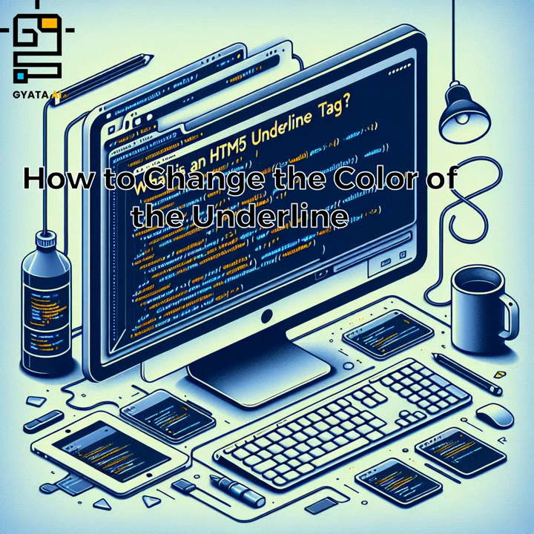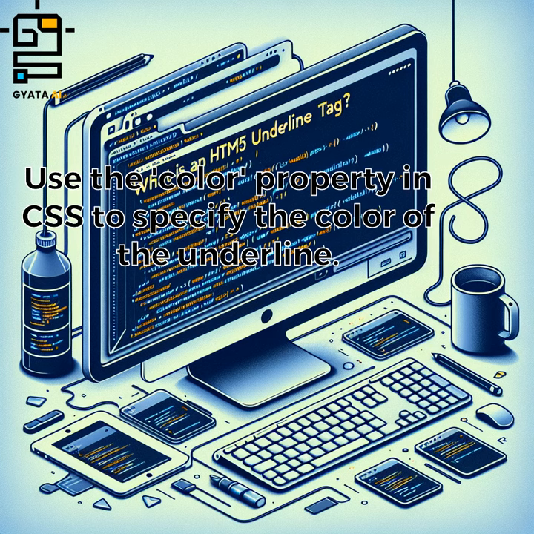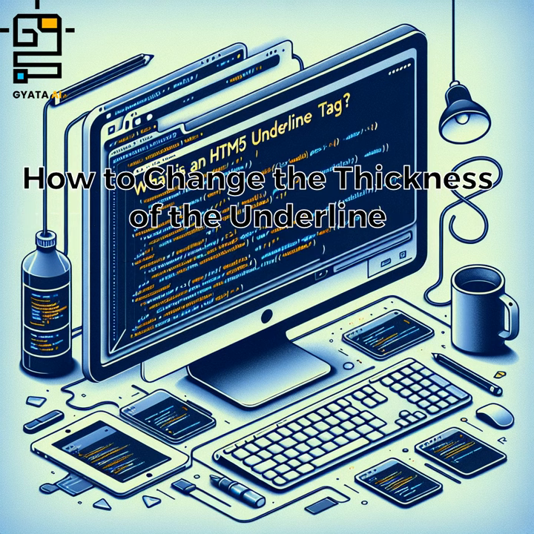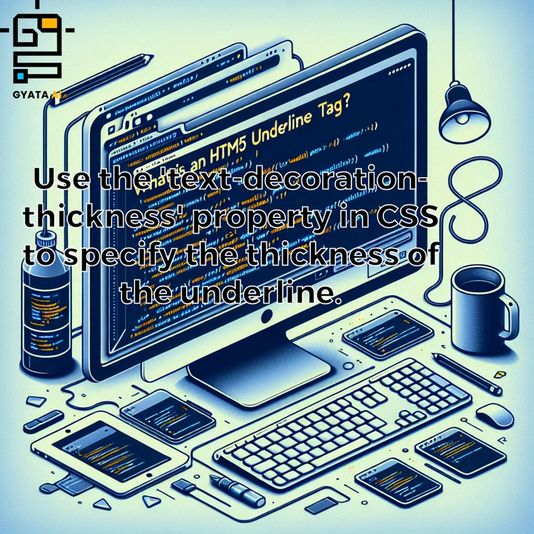How to change the color of the underline? Change the color of the underline using CSS. Use the color property in CSS to specify the color of the underline. How to change the thickness of the underline? Change the thickness of the underline using CSS. Use the text-decoration-thickness property in CSS to specify the thickness of the underline.